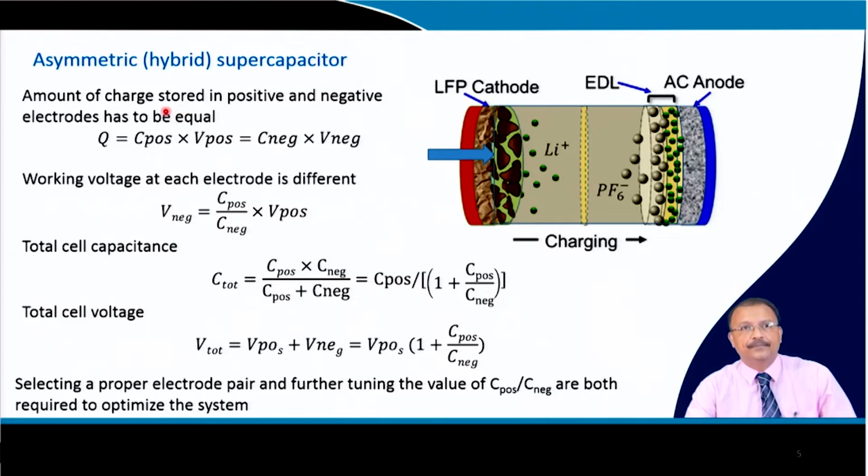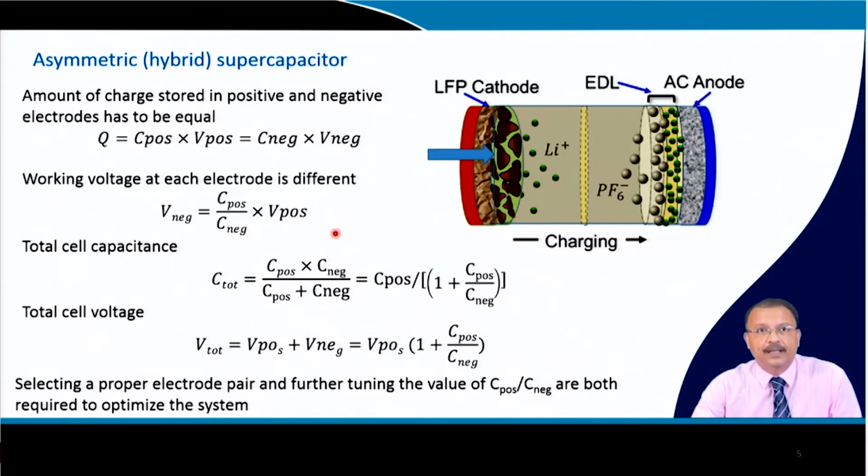So, the basic concept is the amount of charge that is stored in the positive and negative electrode must be equal. So, if Q is the total charge, C positive is the capacitance of the positive electrode, which basically we talked about as the cathode, and the respective voltage is V positive, and C negative and V negative for the negative electrode. So, the working voltage at the negative electrode is given by C positive by C negative into this V positive.